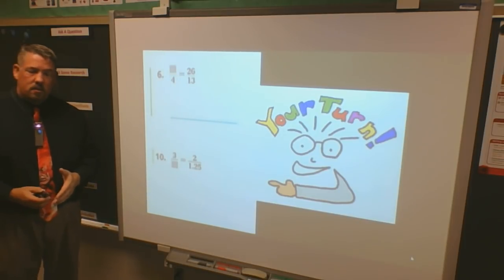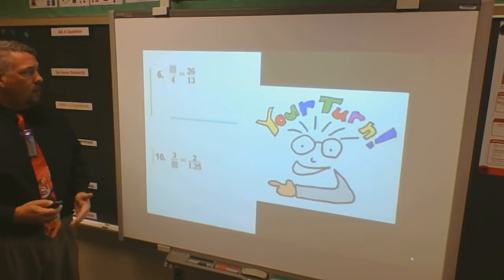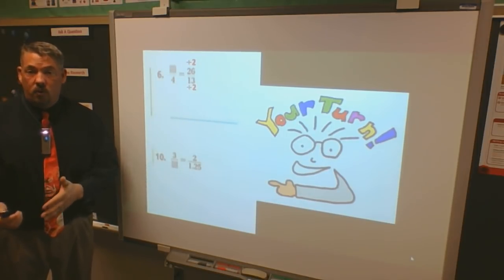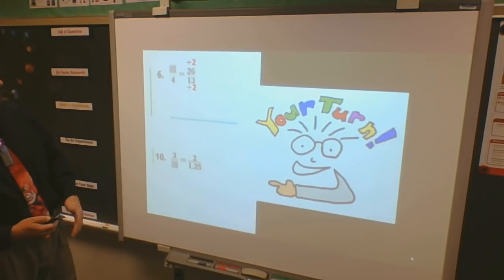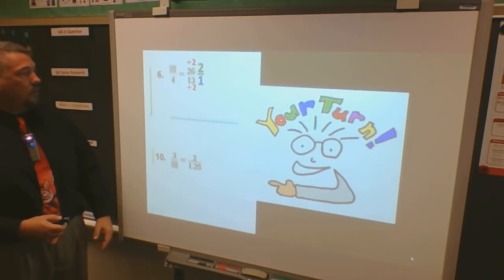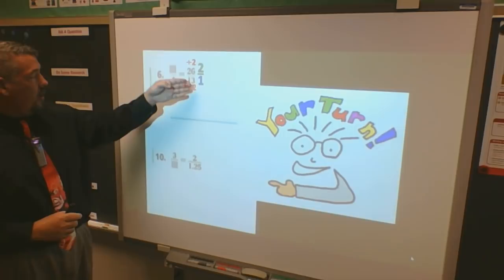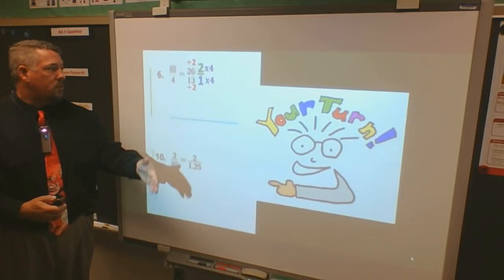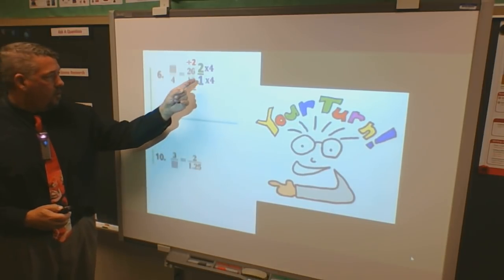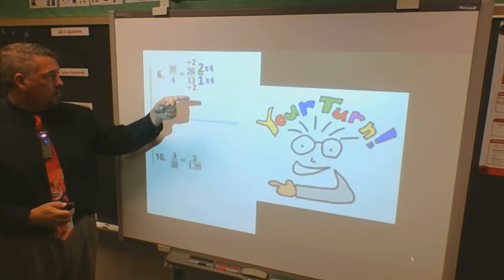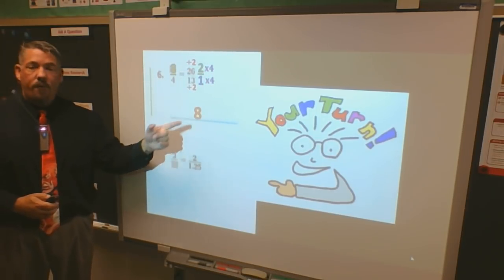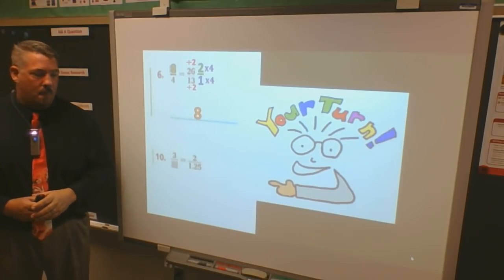So on number 6, hopefully you got to the right answer. First thing that you did would be to reduce your 26/13, reduce by 13. I don't know why I have a 2, it should be a 13. So 13 goes into 13 one time, and 13 goes into 26 2 times. Then you multiplied by 4 because you had to go from 1 to 4. And if you multiplied your numerator by 4, then 4 times 2 gave you an 8. So hopefully you got an 8 in your final answer.